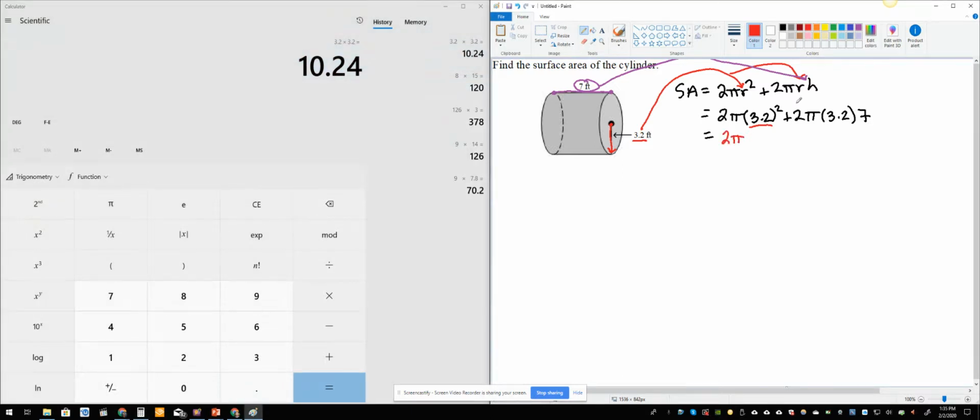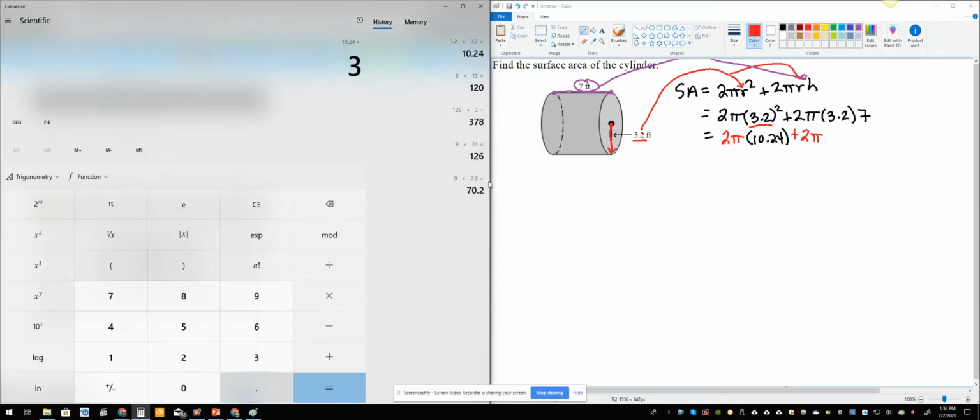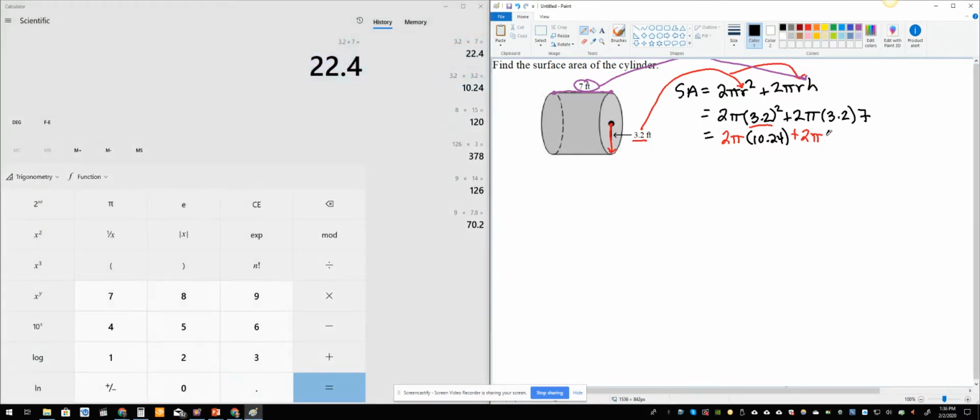So now I have 2 times pi, and then we're going to see that this 3.2 squared has become times 10.24. And then as we continue to move on here, we see this is going to be plus 2 pi, and then I typically do this piece next right here when we see 3.2 times 7. 3.2 times 7 is going to give us 22.4. So we're going to see this is going to be times now 22.4.